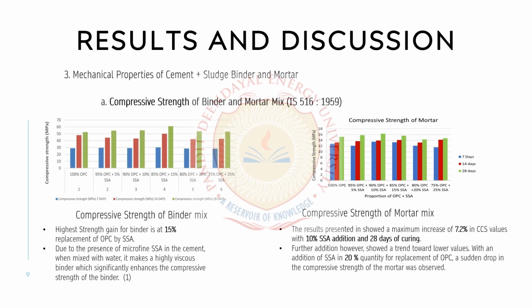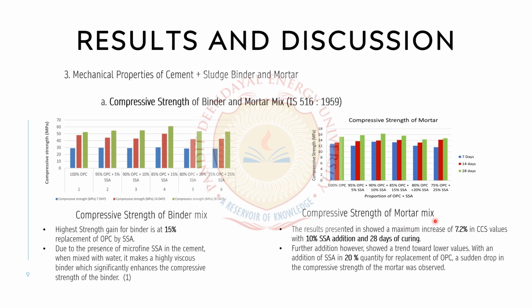Talking about the comparative strength of binder and mortar, we have conducted the test as per IS 516-1959. So talking about the binder mix, with increase in the curing period, we have seen an increase in the strength of the binder mix, and the highest strength gain was for binder at 15% replacement of OPC by SSA. Due to the presence of microfine SSA in the cement, when mixed with water, it makes a highly viscous binder which significantly enhances the compressive strength of the binder.